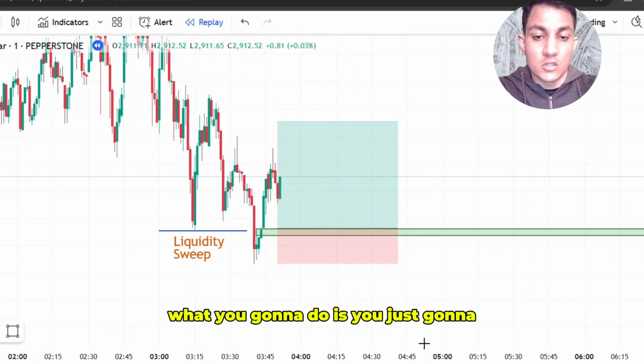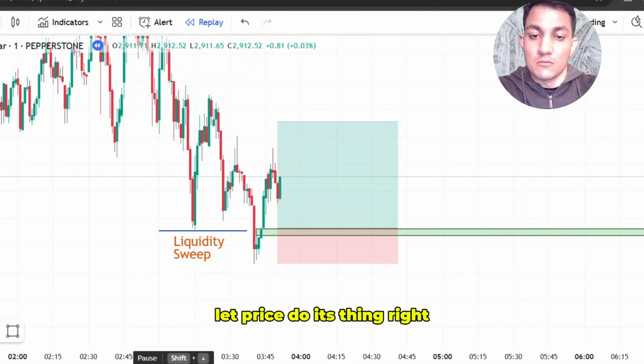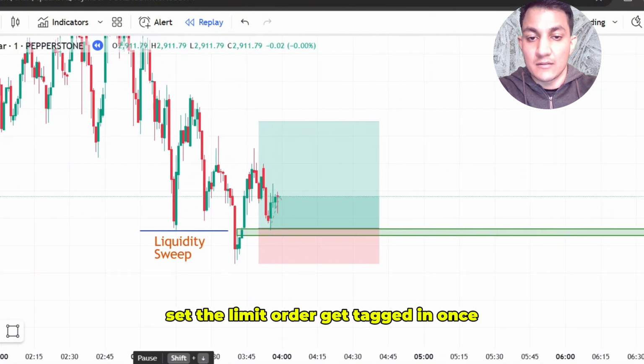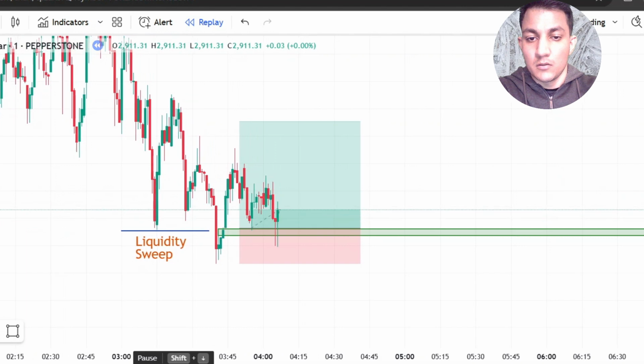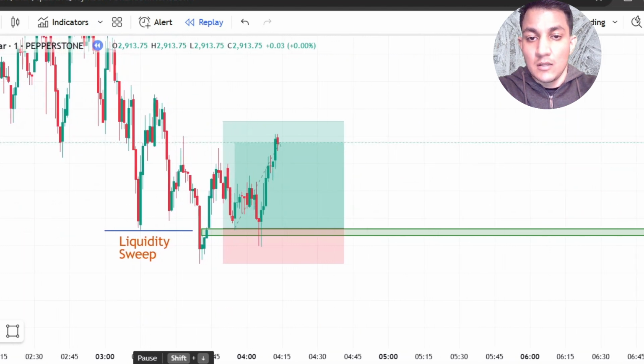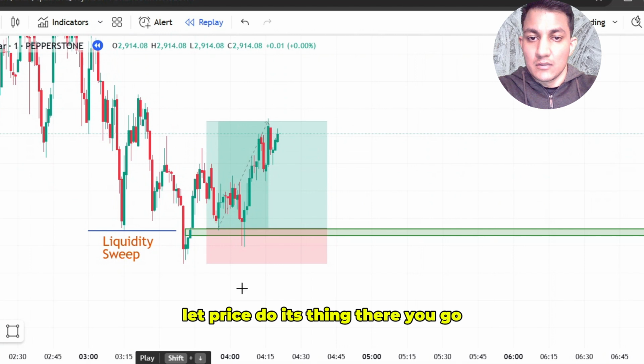So what you're going to do is you're just going to let price do its thing, right? Set up the limit order. Get tagged in once. Get tagged in again. Bit more retracement. Let price do its thing. There you go. There's your take profit.